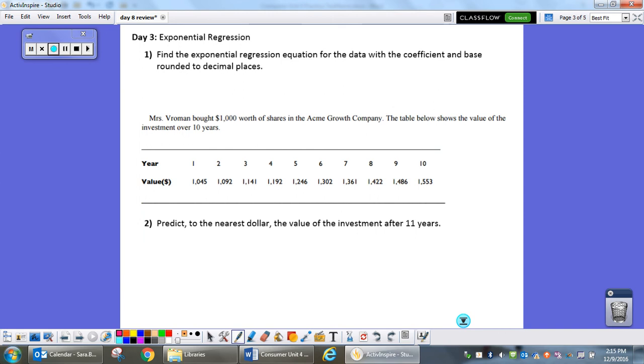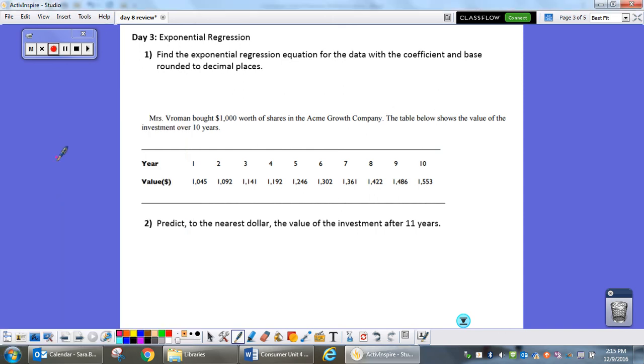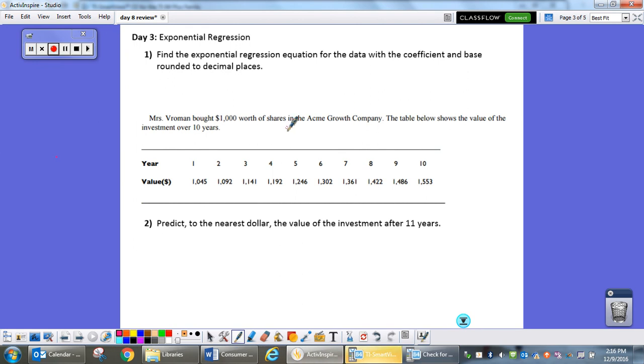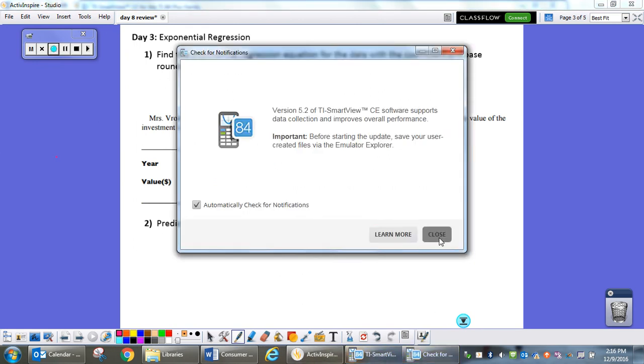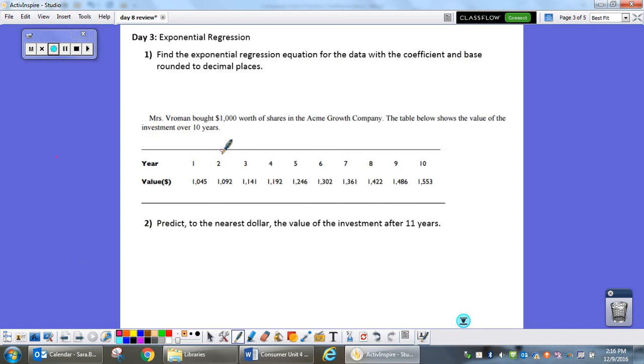Okay, moving to day 3, exponential regression, everybody's favorite. So you have this information. You can see about $1,000 worth of shares with the company, which shows the investment over 10 years. So the first thing you have to do is realize what your L1 and your L2 is going to be. Typically your L1 is on the top or the left and your L2 is on the bottom. So you're going to find an exponential regression equation for the data, and you're going to round to 2 decimal places.